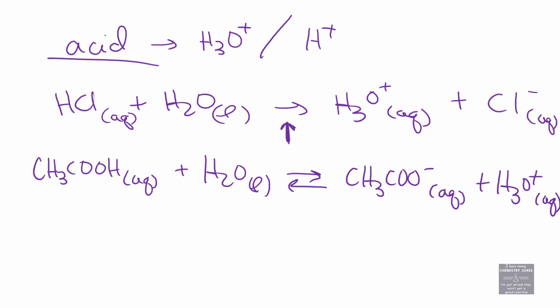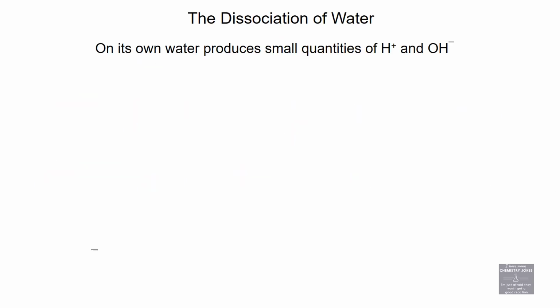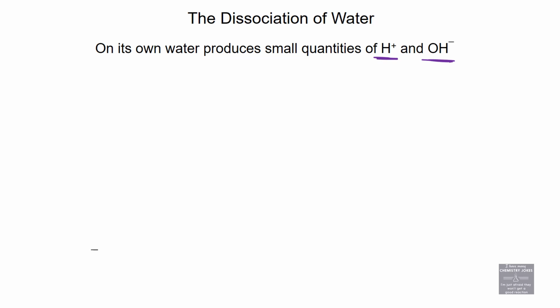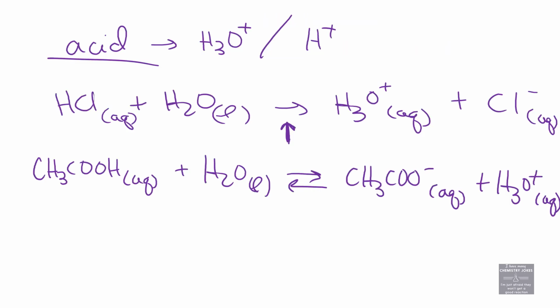Well, water itself does some dissociation and produces some small quantities of H+ and OH-. We said acids produce H+. Well, water itself produces H+ also. Bases, what we're going to talk about as bases, where there are other broader definitions of Lewis bases that we will talk about later, but bases that we will talk about all produce hydroxide in water.